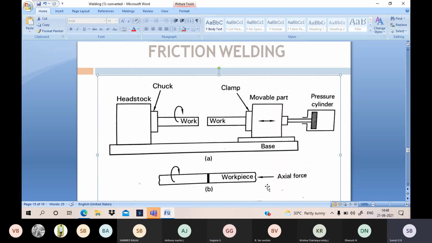Here also it is the same. We are not using any consumable or non-consumable electrodes. Due to external force and friction only, both pieces are joined. This type of welding process is called friction welding.